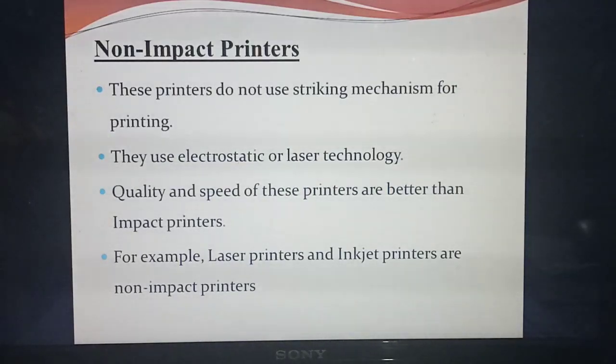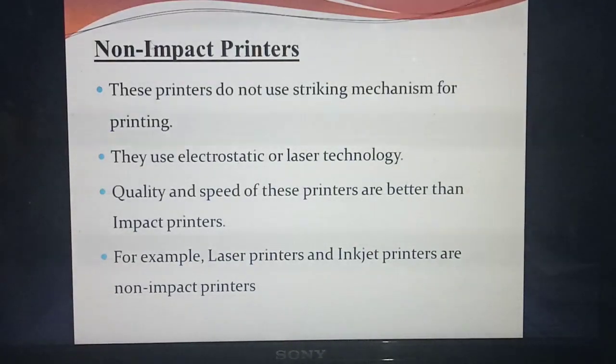You have studied impact printers consist of hammers or levers or pins connected to the ribbon. When they strike, you will get a print, isn't it? But non-impact printers are not like that. They do not use any striking mechanism for printing. Instead of that striking mechanism, non-impact printers will use laser technology. Understood?